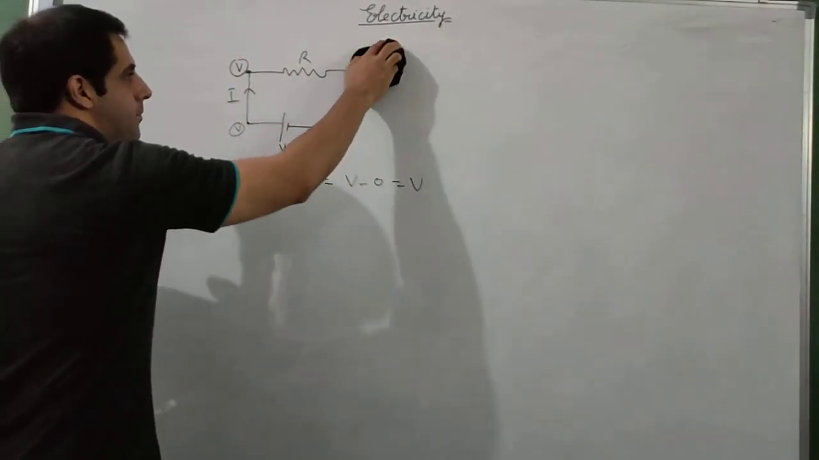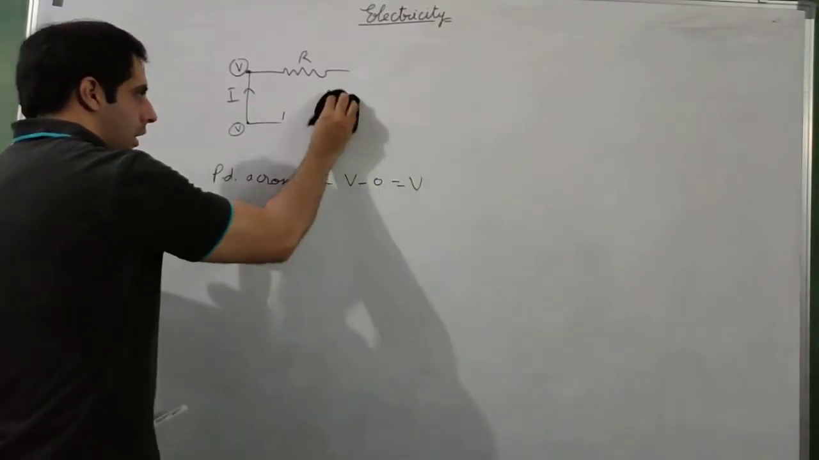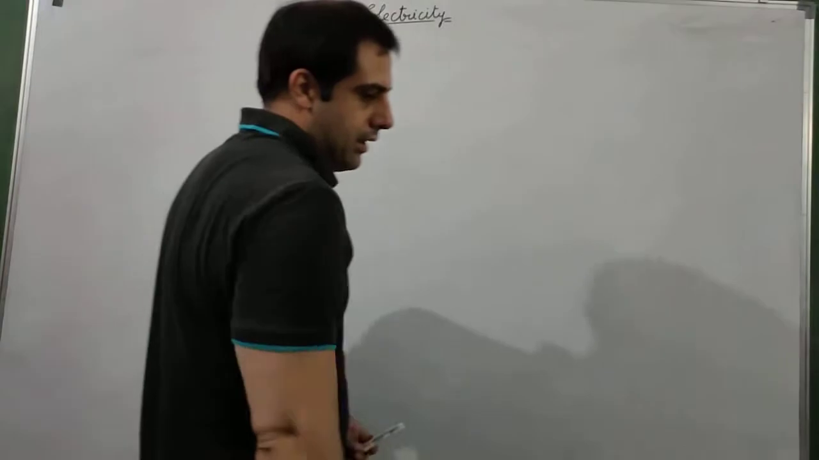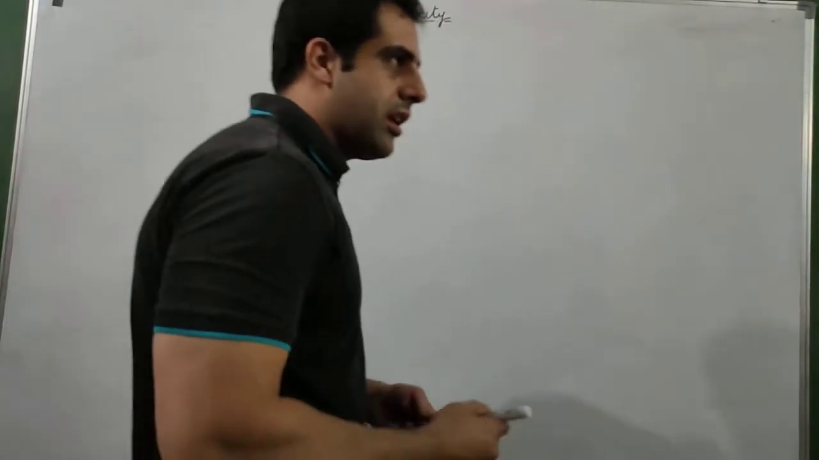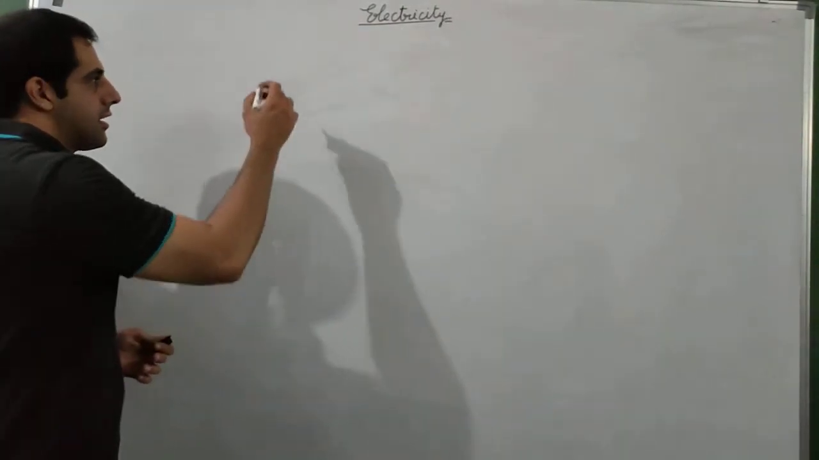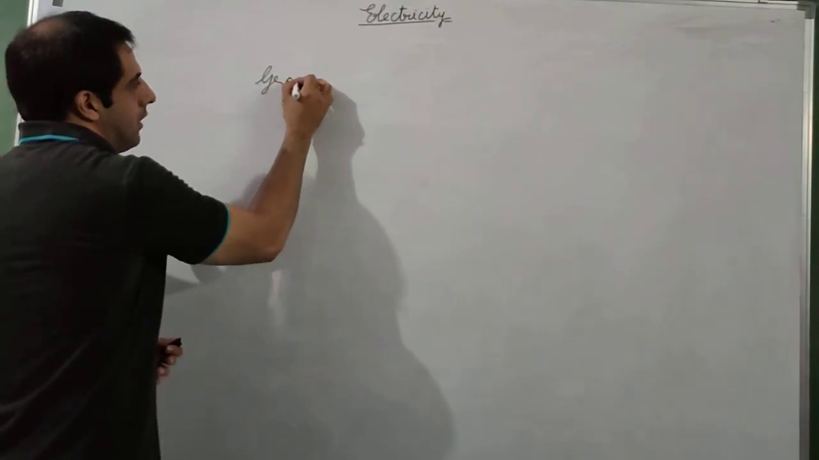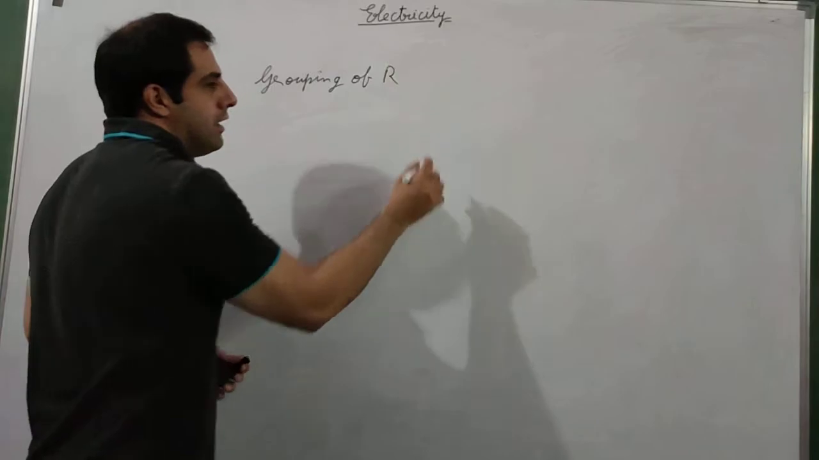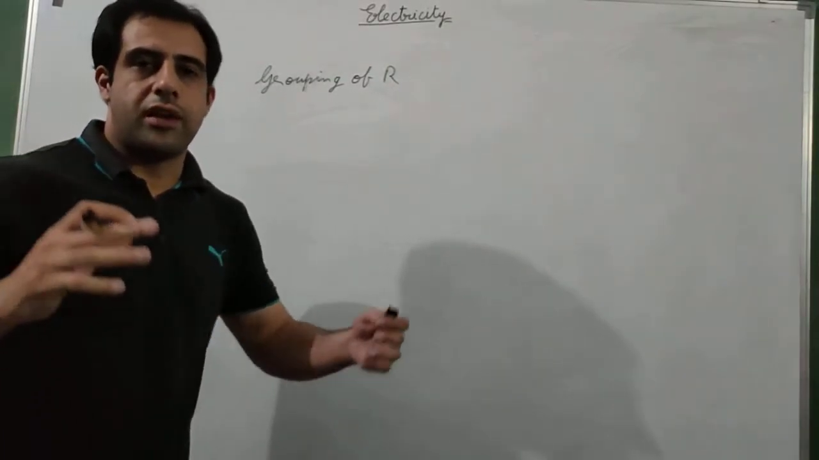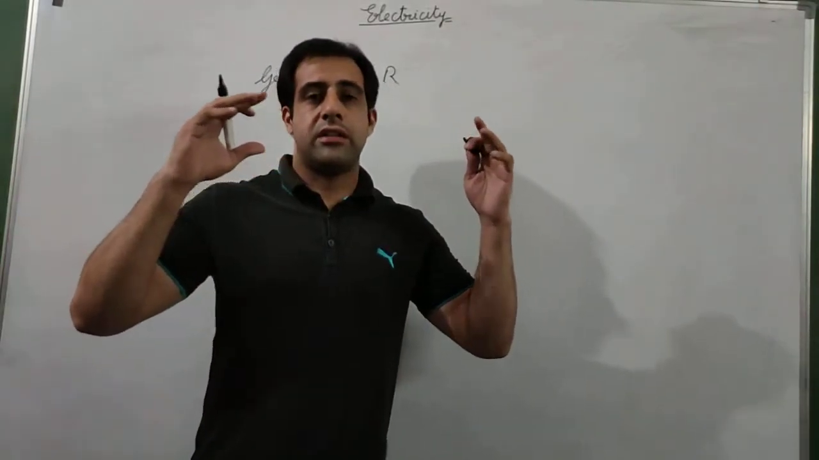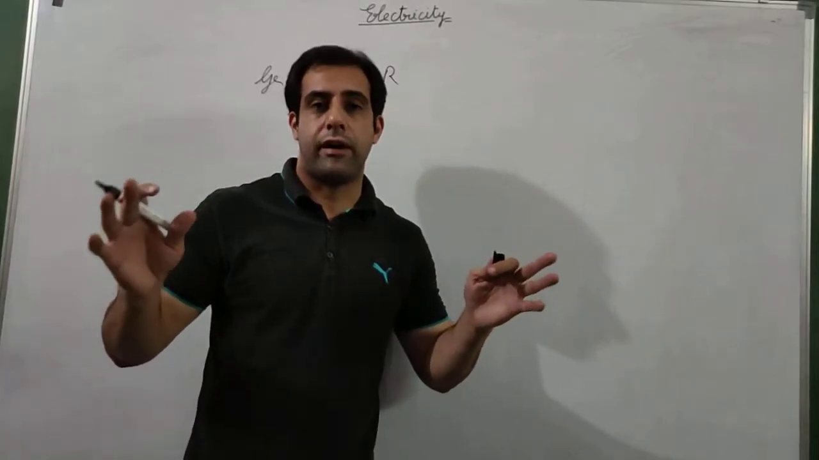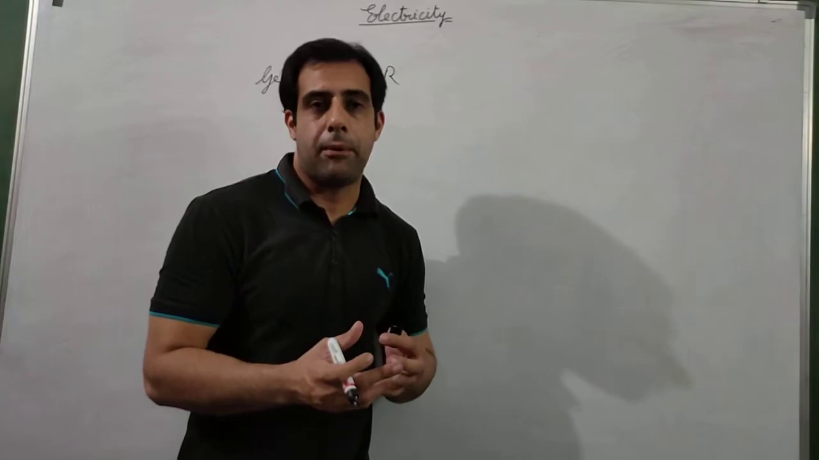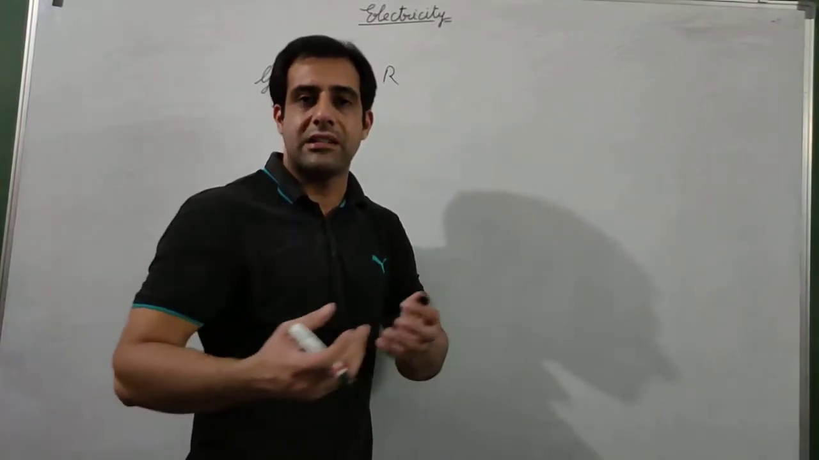Now I said that in practical life we have more than one resistor connected in the circuit. So when more than one resistor is connected in the circuit, we call that condition grouping of resistance, because there is more than one, so we are grouping them together. Suppose in this room there are 3 fans and 5 lights, so all of them are grouped together because the current that is supplied to all of them is coming from a single source.